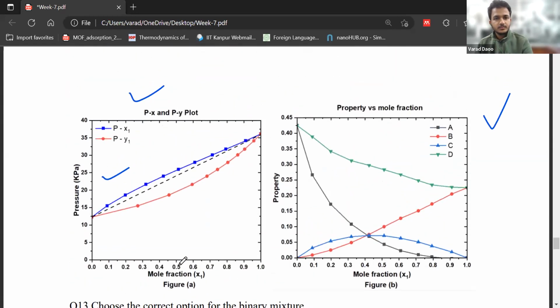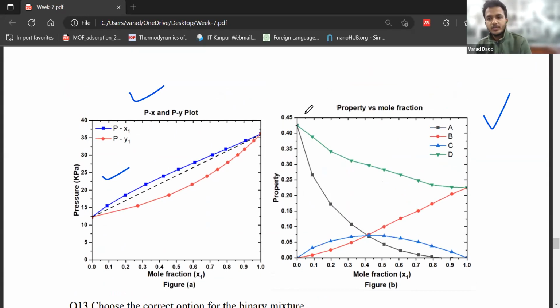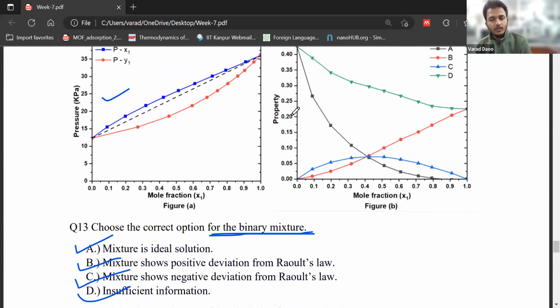Okay. I'll wait for a couple of minutes. Okay. So in order to answer this question, it's a theoretical question. You have to understand what is the ideal, what is the Raoult's law. If you have clarity on what Raoult's law stands for, then you will be able to answer the question, right?